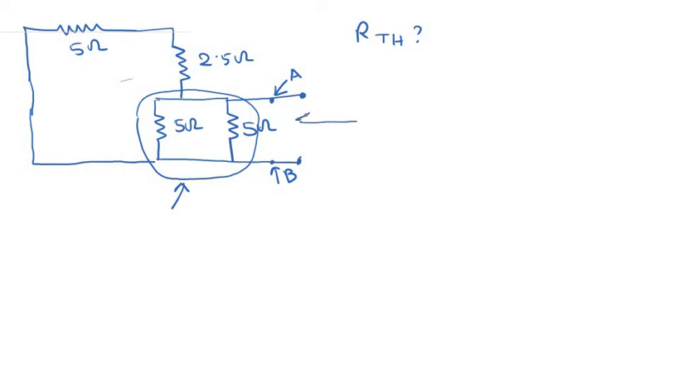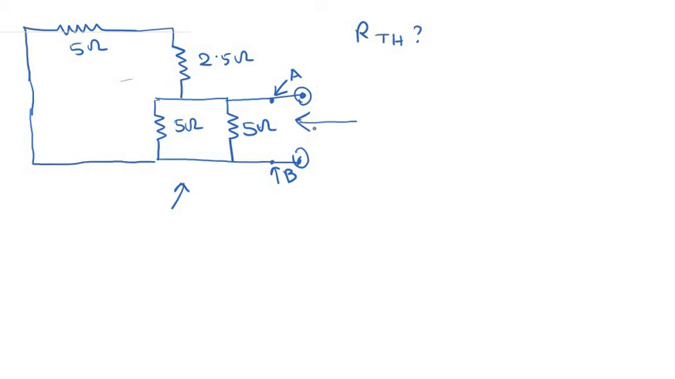So what is the resistance that is seen between these two terminals? Note that when we look between these two terminals A and B, this 5 ohm resistor and this other 5 ohm resistor are in parallel, which is obviously evident.